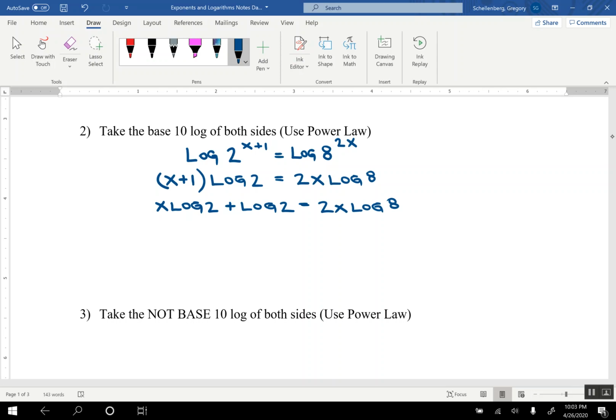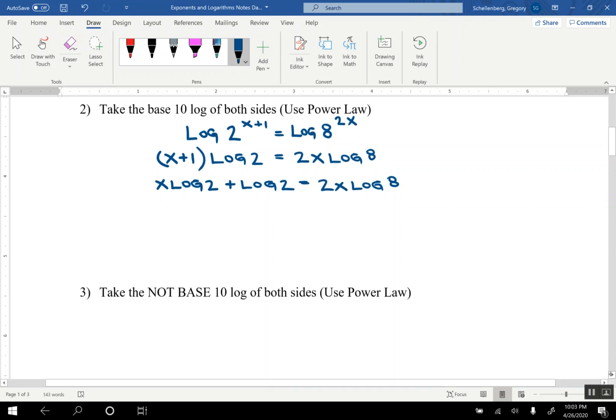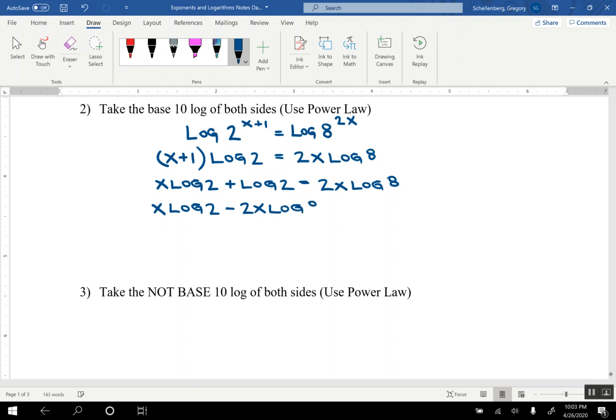Okay, now from here we are looking to solve for x, so let's get all of the terms containing an x to one side of the equation, and let's get everything else to the other side of the equation. So my next step, I've got x log 2, and I'm going to move that term from right to left. It's going to become minus in the process. So minus 2x log 8 is equal to negative log 2.